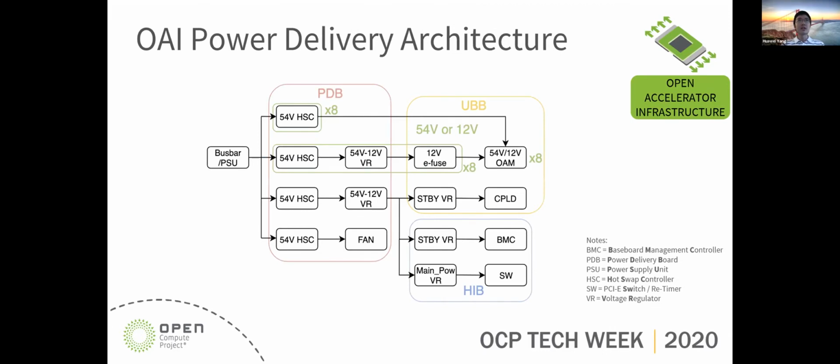Next one. Here is a general power delivery architecture for the OAI system. First, we have the bus bar or the power supply unit coming in as the power source. And then we have the PDB, which has more active power conversion on it and serves as the main power distribution. And then we have the UBB and HIB that get power from the power source through the PDB.